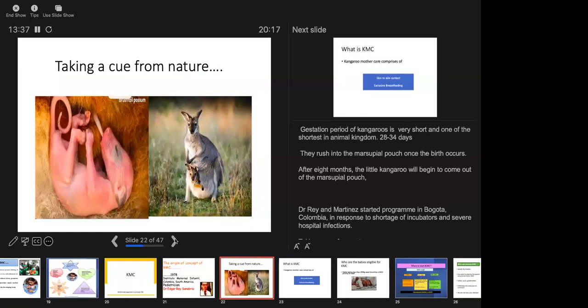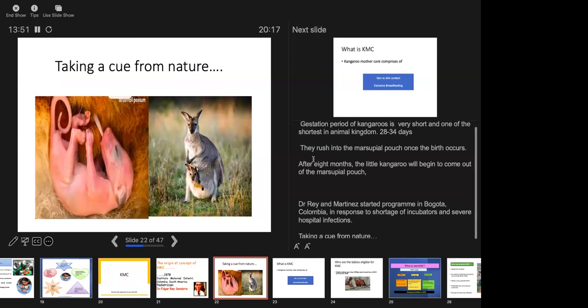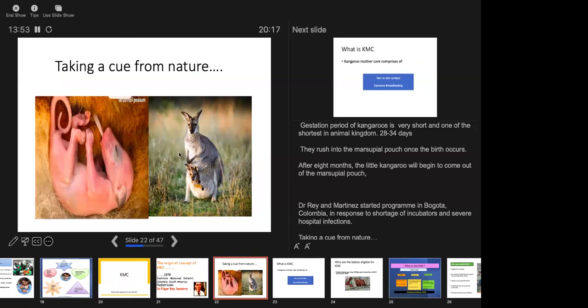And this was actually a cue from nature. Kangaroos by default deliver preterm babies. The gestational age of the kangaroo baby is very short, about 28 to 34 days, and it's one of the shortest in the animal kingdom. Once the baby kangaroo is born, it goes into the pouch, and stays in this pouch for about 8 months.